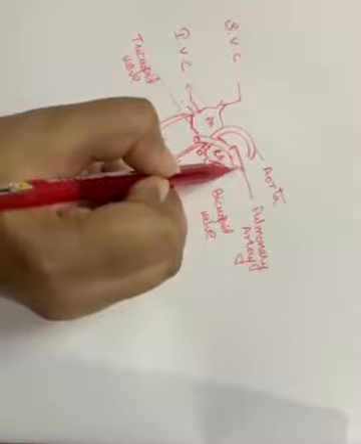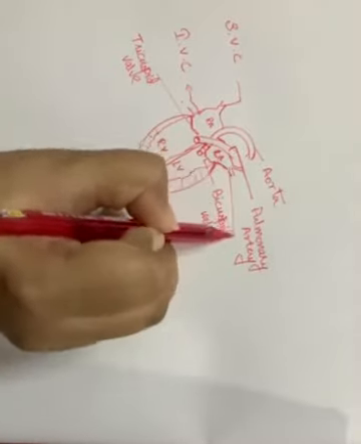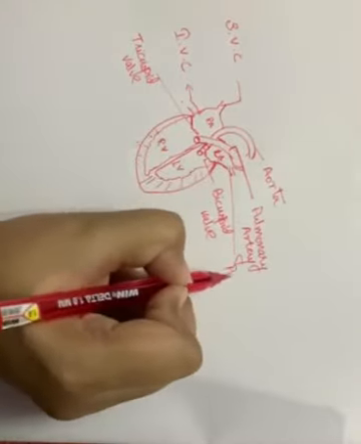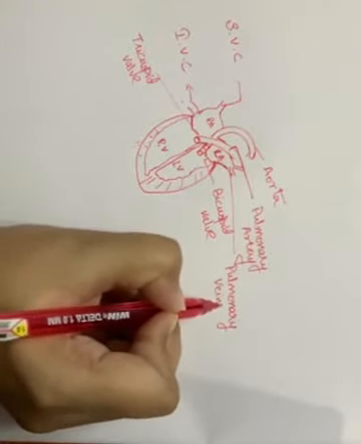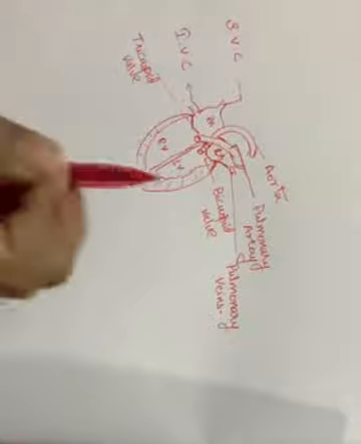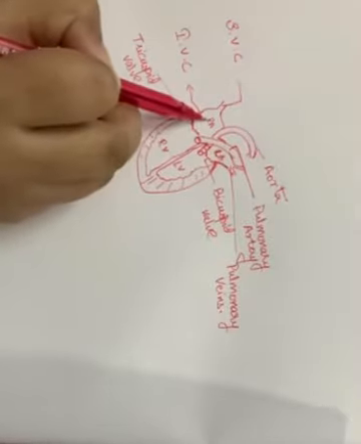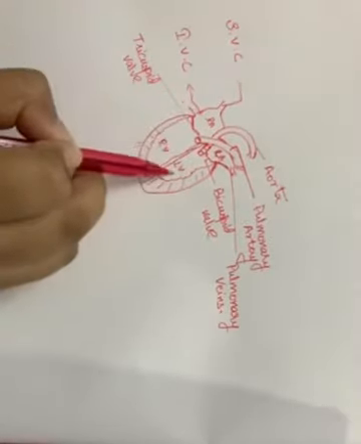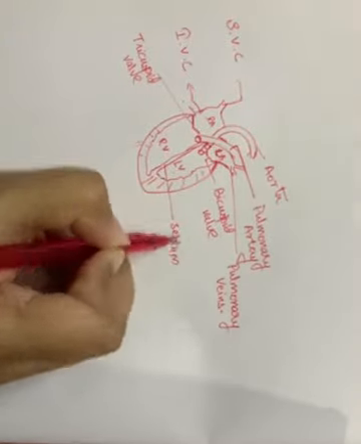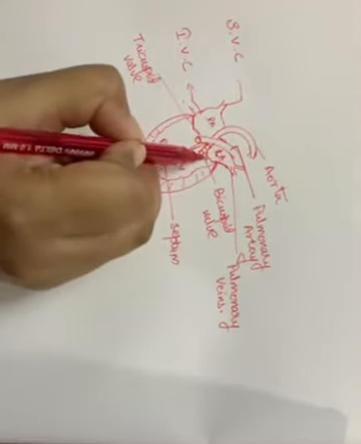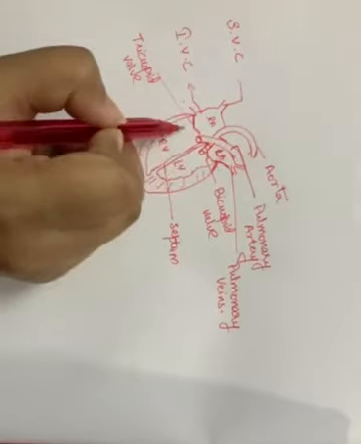Now you can see these two blood vessels, these are the pulmonary veins. These are pulmonary veins. Okay, so right ventricle, right atrium, left ventricle, and this is the septum. This is the bicuspid valve present in the left side of the heart.